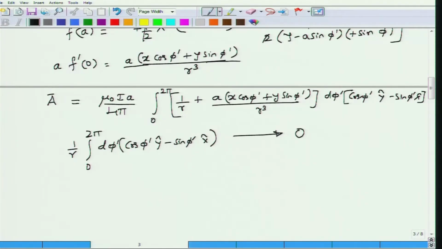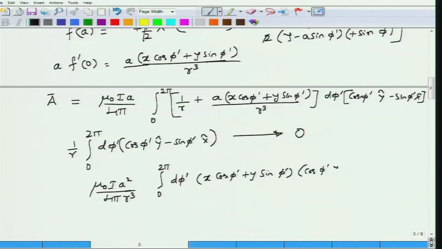So what is the integral that is left? That integral is this quantity, right. Now I can pull a outside the integral. This becomes i a square divided by 4 pi, right, and there is r cube which can also be pulled out. So to leave behind 0 to 2 pi d phi prime, that is this fellow, and x cos phi prime plus y sin phi prime multiplied by cos phi prime y hat, which is the phi hat vector, minus sin phi prime x hat, right.